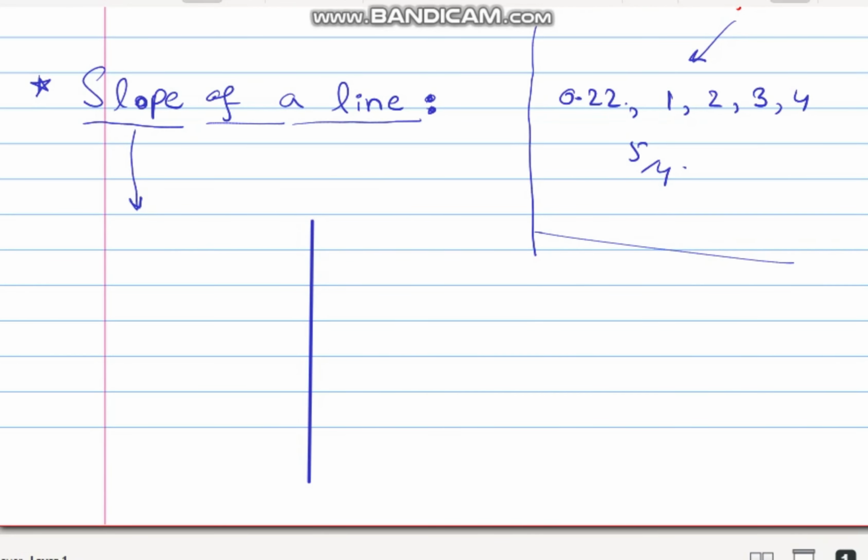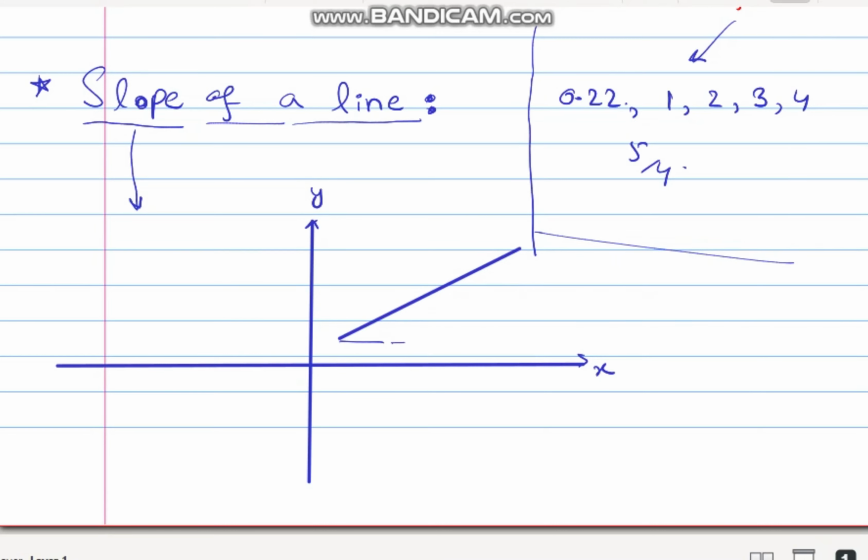This is the coordinate plane, and on the horizontal line we will have x, and on the vertical line we will have y, and let me draw a line. This is the line which is an inclined line. Okay, please note, dear students, this is the inclined line. Is this line horizontal? No. Is this line vertical? No. This line is the inclined line.